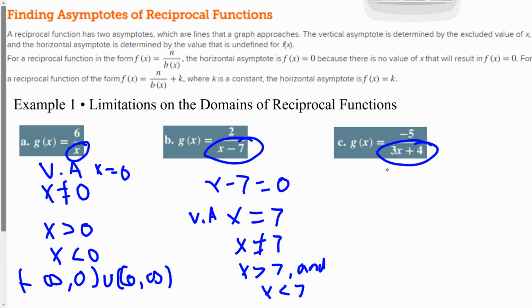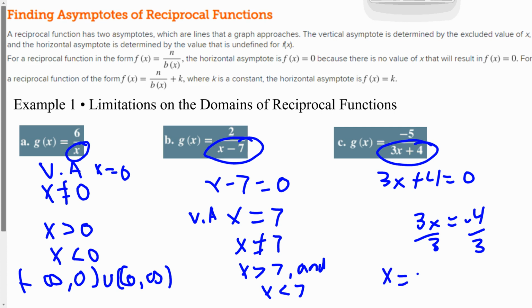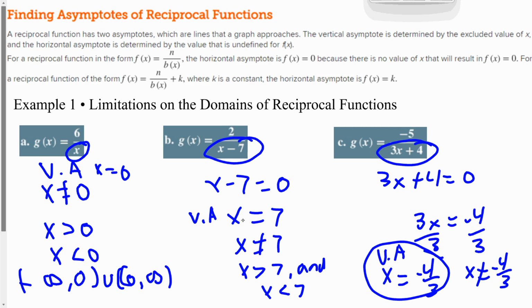So this one again, set my denominator equal to 0, solve that, subtract 4, and divide by 3, so negative 3/4. So our vertical asymptote is x equals negative 3/4, and then our domain is everything but negative 4/3. I think I said 3/4, but it's negative 4/3. So that is how you find your limitations on your domain, what x cannot be, and you find your vertical asymptote as well. Okay.